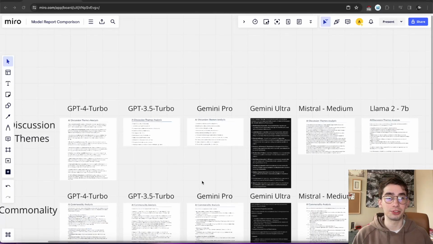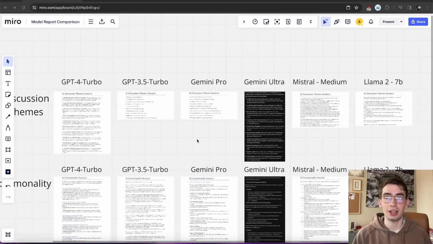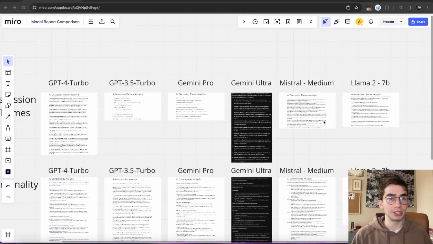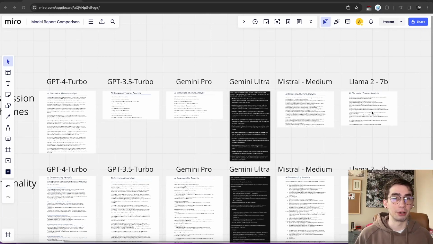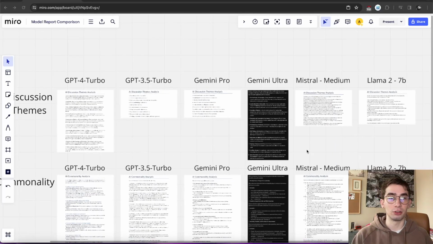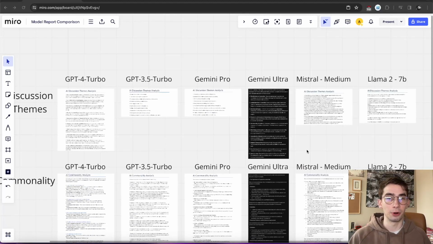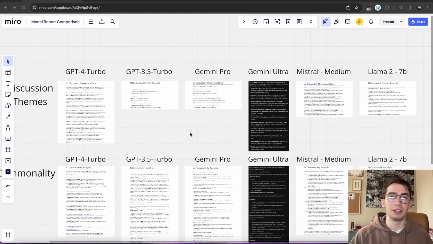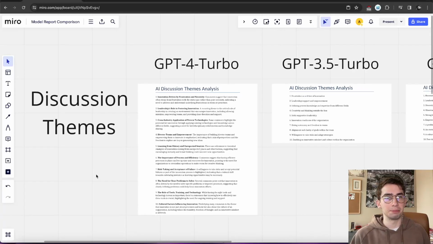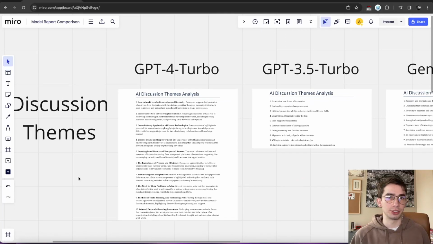So the actual 6 models that I ran this analysis through are as such. I did GPT-4 Turbo and GPT 3.5 Turbo coming from OpenAI, Gemini Pro and Gemini Ultra coming from Google, Mistral-Medium coming from the Mistral team, and then Llama2, the 7 billion parameter small model from Meta. I thought this would give a generally good holistic overview of different sizes of models and their performance in comparison when run through the exact same prompt given the exact same data, to then see what happens next. So let's start here with the discussion themes and compare what the output was given those 6 models.